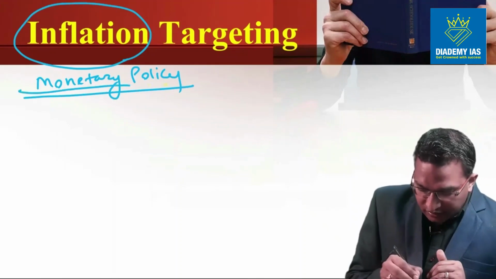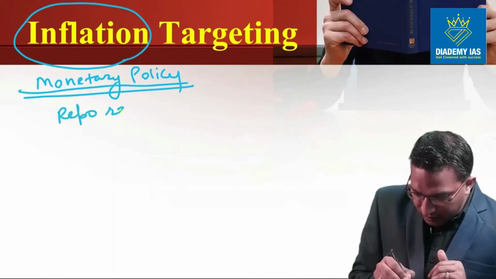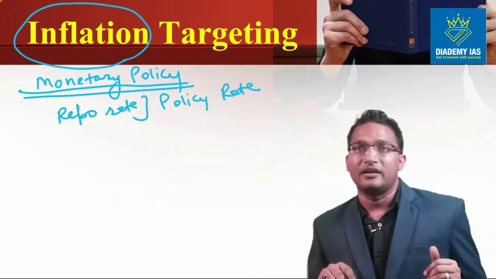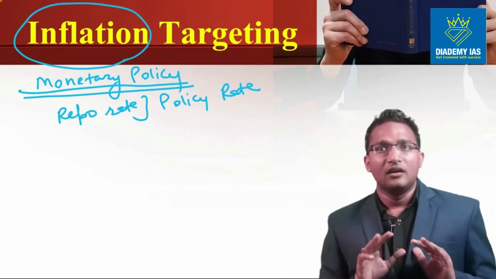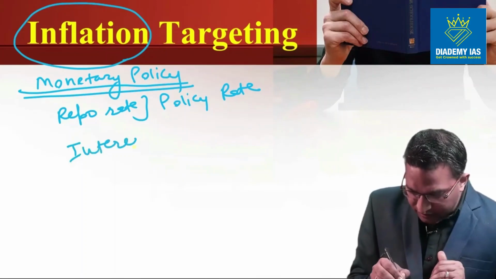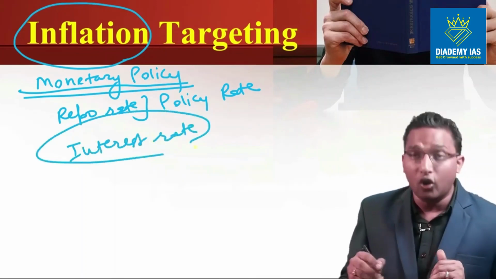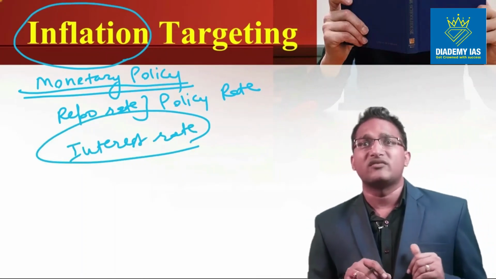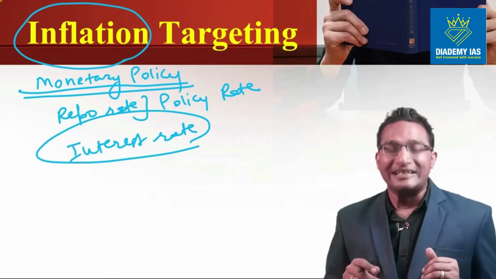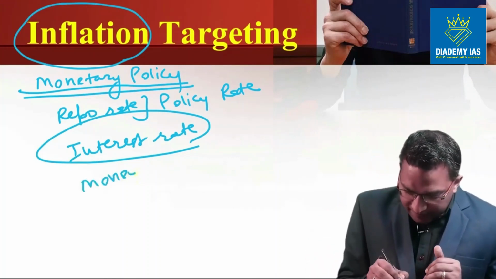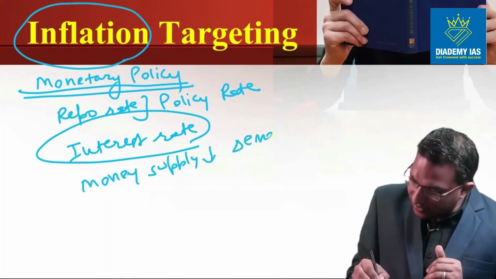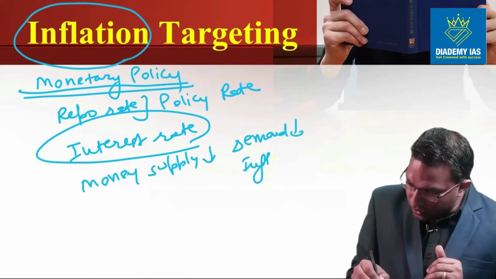In this monetary policy, the very crucial rate is the repo rate or policy rate. Now, what is the meaning of repo rate or policy rate? That we will discuss in detail in the banking chapter. Here, for the sake of simplicity, you can consider this as the interest rate, or the cost of borrowing. This interest rate is a very important tool to control the money supply. Through this we control the money supply, and when we reduce the money supply, then the demand is reduced, and when the demand is reduced, then inflation is also reduced.